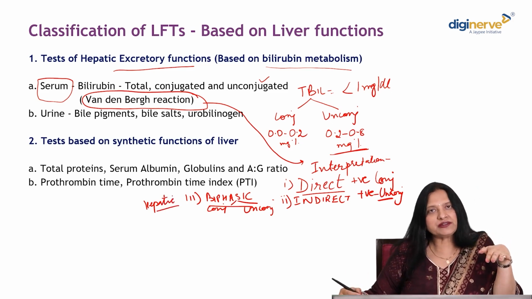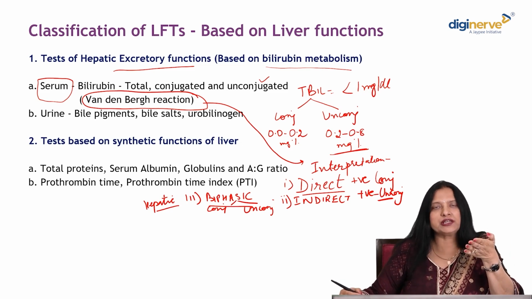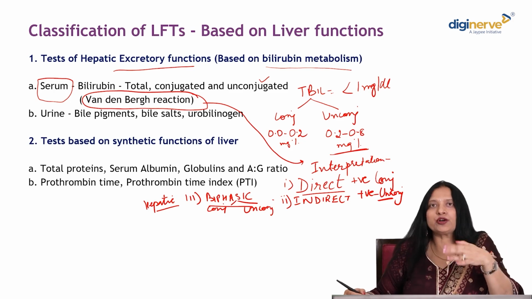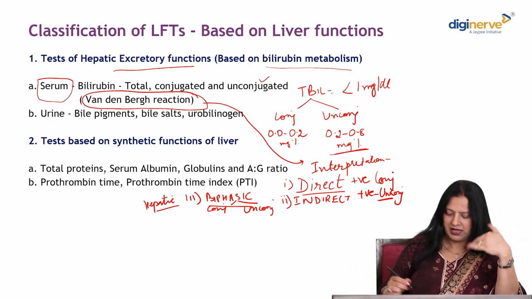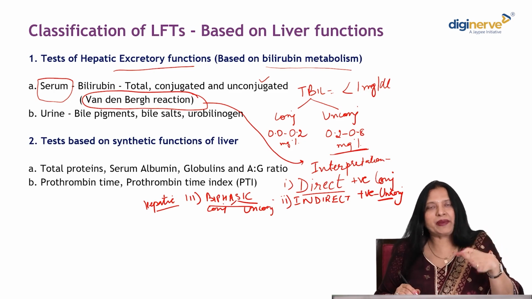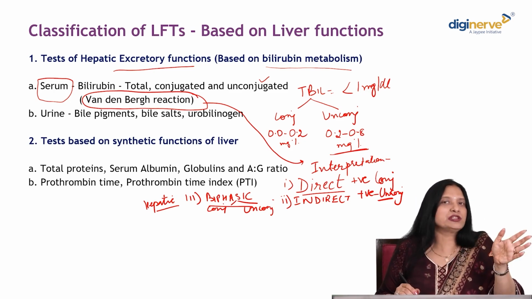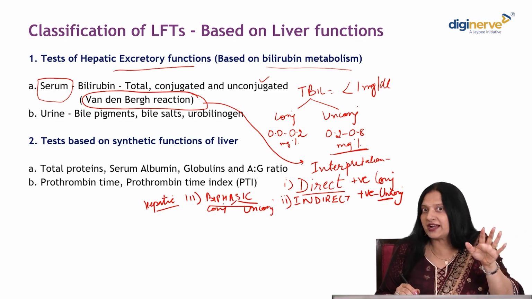So direct positive, obstructive jaundice or post-hepatic jaundice. Indirect positive, hemolytic or prehepatic jaundice. Biphasic is hepatic jaundice. Now you must be wondering why we are discussing these kinds of jaundice when we have not yet discussed them.